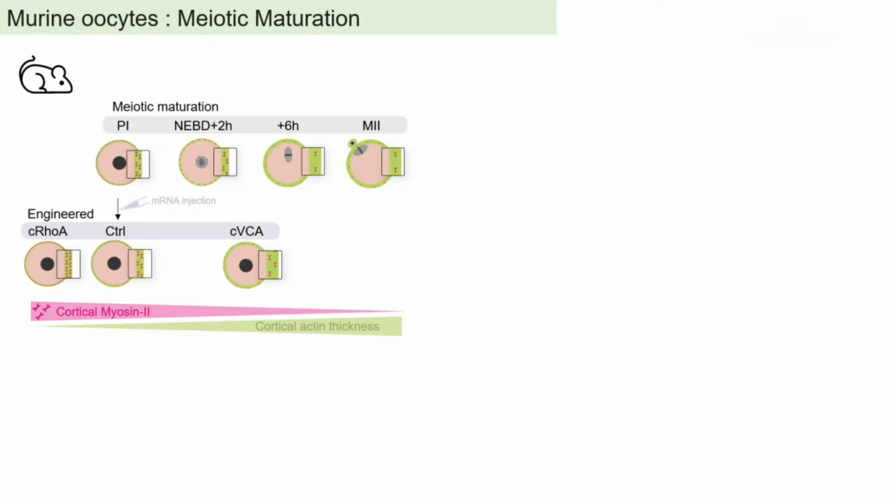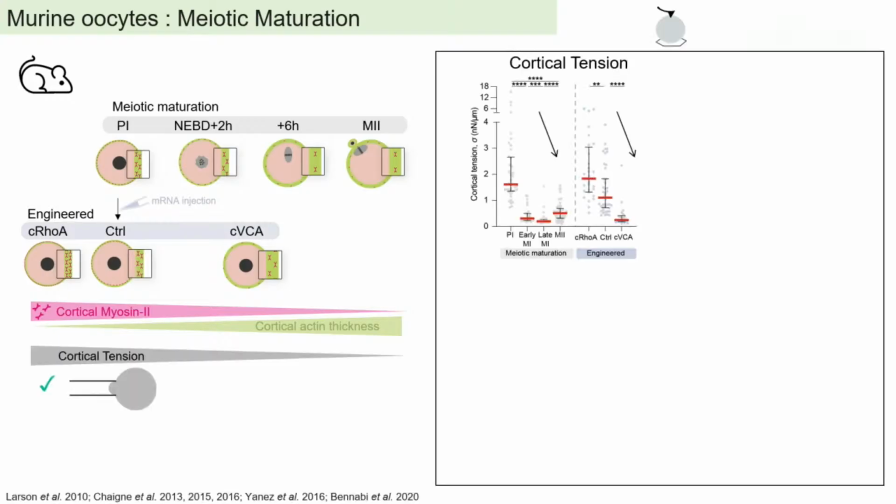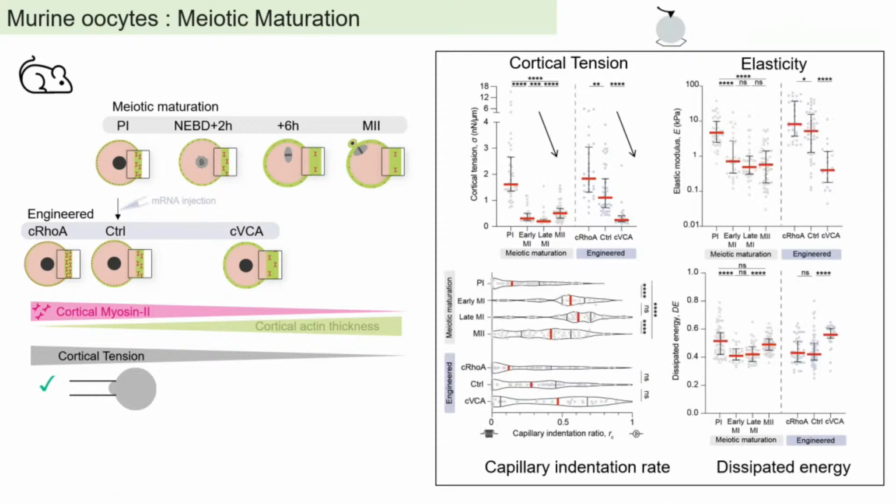Then we apply this methodology on mouse oocytes with different cortical organization. I mean by that the organization of the myosin and the actin at the cortex. So we work with the different stages of meiotic maturation and also on engineered oocytes, the extra-stiff model and the extra-soft model. We perform the AFM measurement, and first we obtain the cortical tension of the cells. The results obtained are similar to what we had with micropipette aspiration, so in a way it validates our approach. And then we also obtain the three other mechanical parameters.